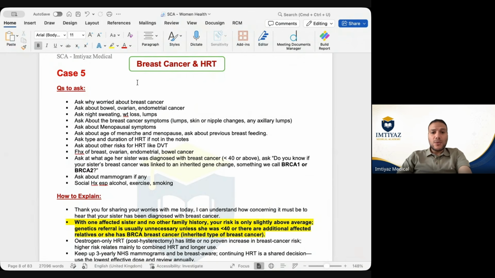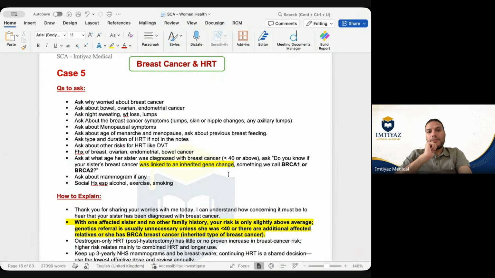Then, important questions to ask: at what age was your sister diagnosed with breast cancer? Because if it was more than 40, it's really good. If it was less than 40, yes, we can refer you to the genetic clinic or breast clinic. And then, do you know if your sister's breast cancer was linked to an inherited gene change? Very important question here. Let's highlight it. Do you know or are you aware if your sister's breast cancer was linked to an inherited gene change? Sometimes we call it BRCA1 or BRCA2 gene change.